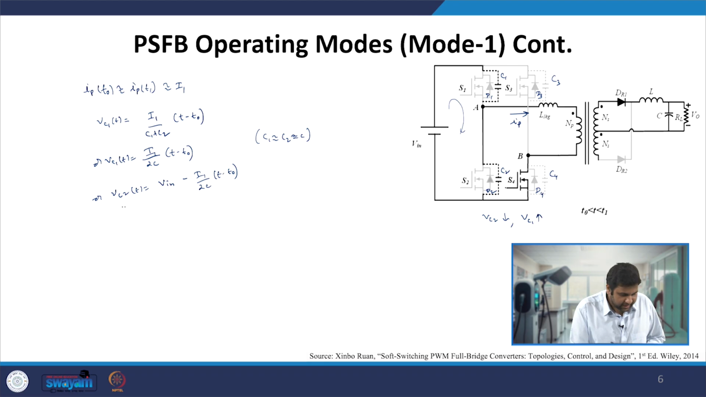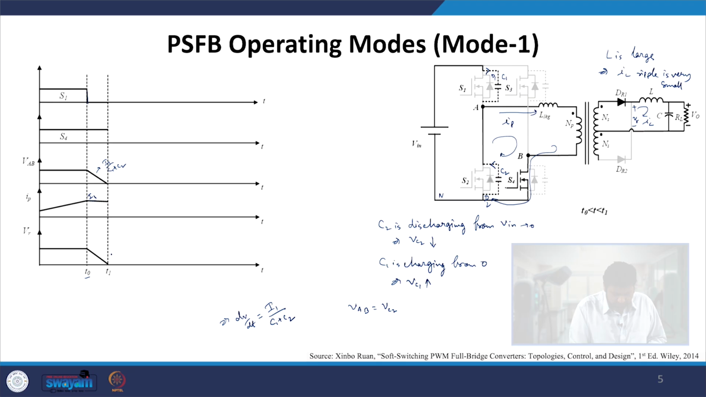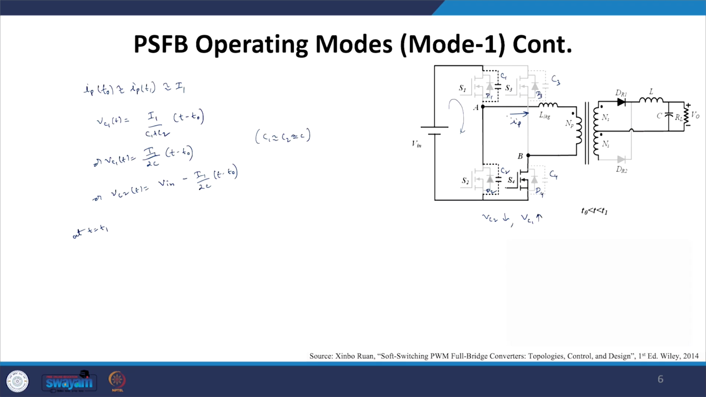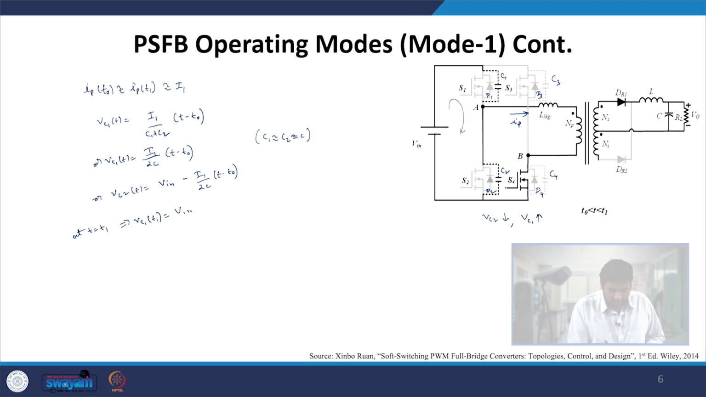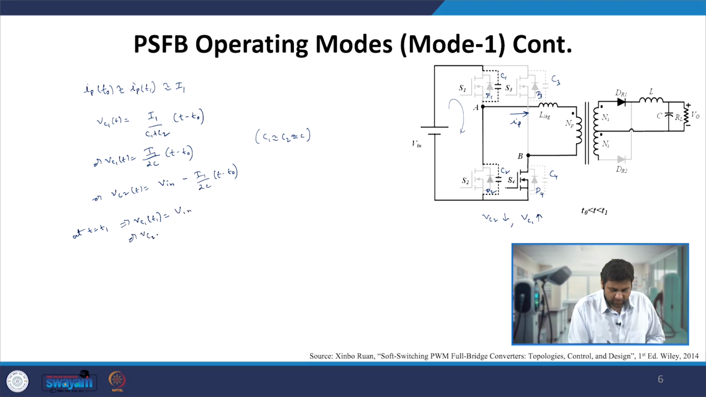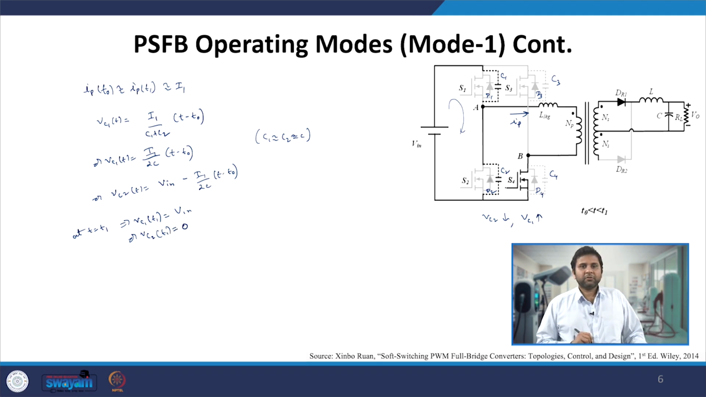And we can say that at t equal to t1, at this point, the entire Vc1 at t1 is charged to Vin, and Vc2 at t1 becomes 0. So this is the end of this period. What we see is a constant current coming out of this bridge. Why the constant current? Because the output inductor current is actually getting reflected.